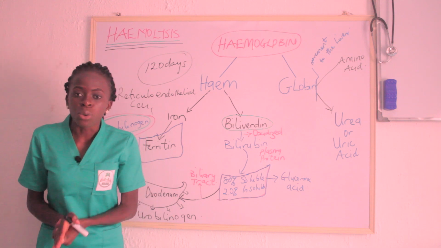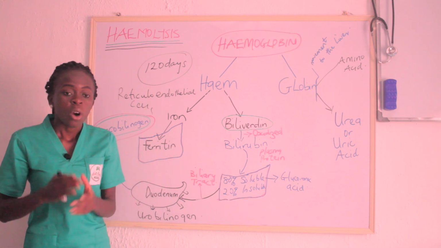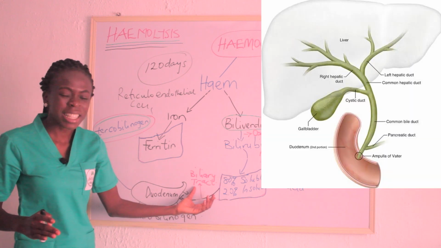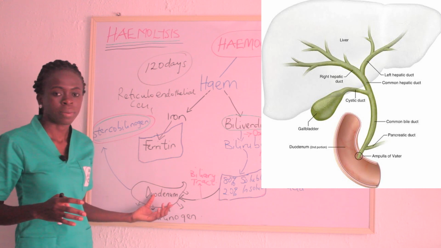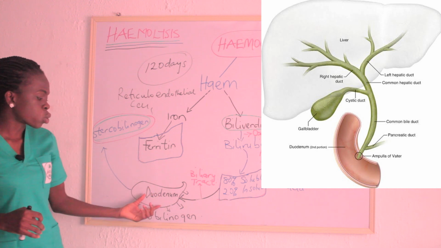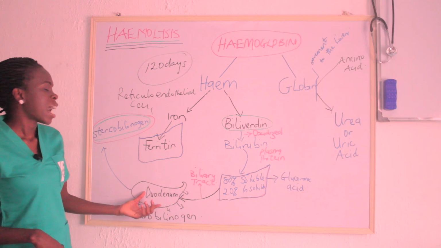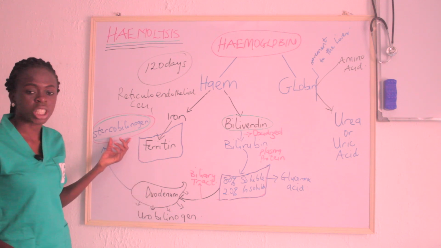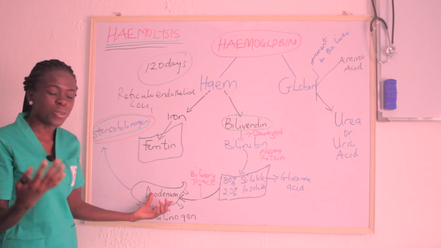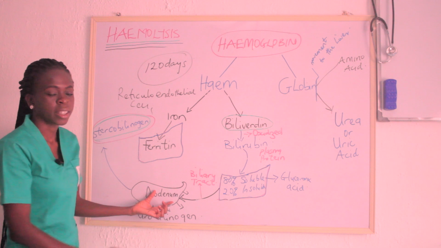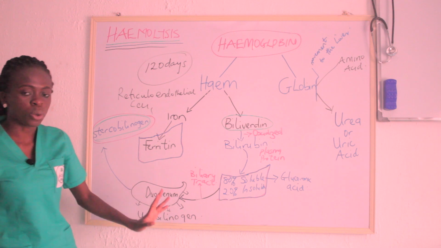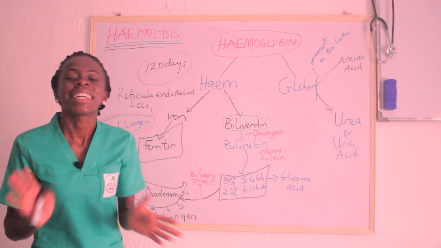Be it the soluble bilirubin or the insoluble bilirubin, they are transported through the biliary tract into the duodenum. From the duodenum, bacteria act on it and it is transformed into stercobilinogen and is excreted out as feces. While some of the bilirubin is reabsorbed into the bloodstream from the intestine, they form what we call urobilinogen and are excreted out by the kidney.